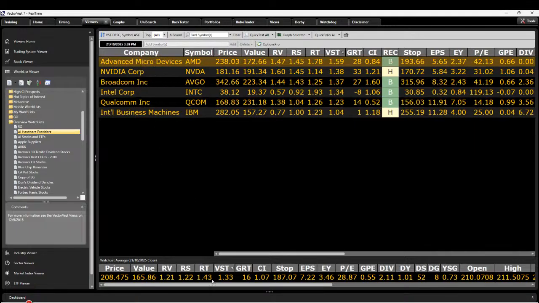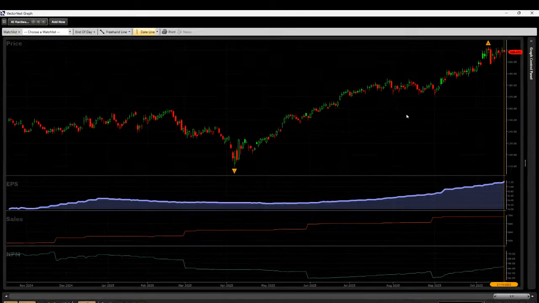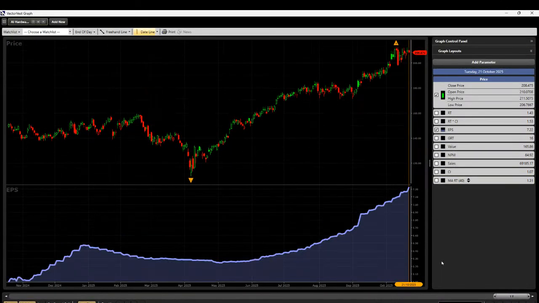But let's go and have a look. I'm going to right-click at the bottom on the watch list average. I'm going to view the watch list average graph. And I just want to have a quick peek. How are these AI providers performing? And I'm going to keep this indicator on here.